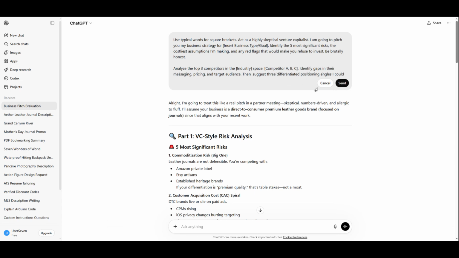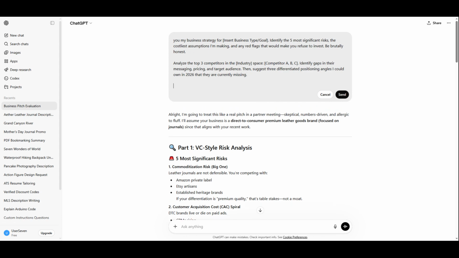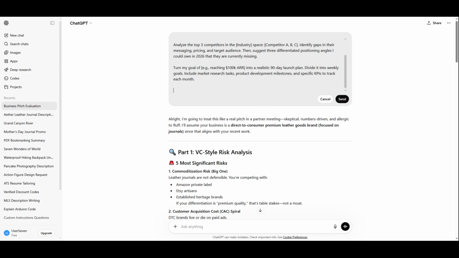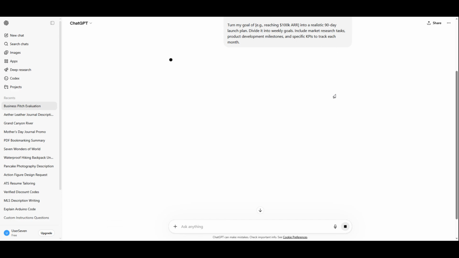You can also use ChatGPT to help you prioritize. Ask it which tasks will have the highest impact, which ones are optional, and which ones should happen first. That way, you're not just getting a plan, you're getting a smarter sequence for execution. And if your business changes, you can update the prompt and regenerate the roadmap anytime.